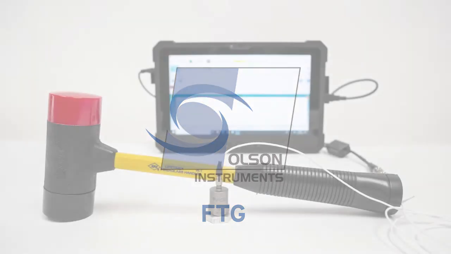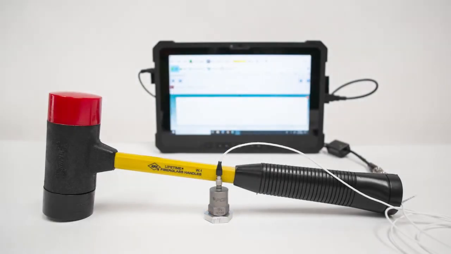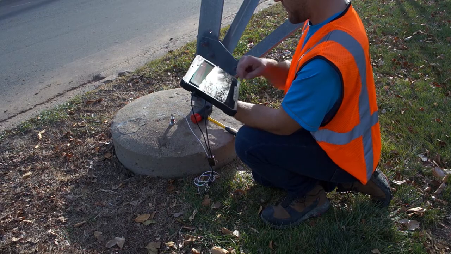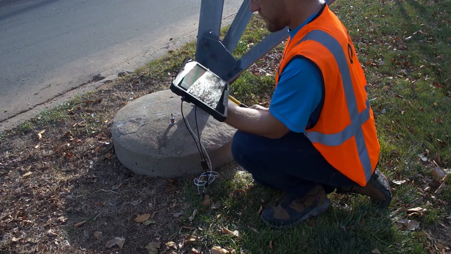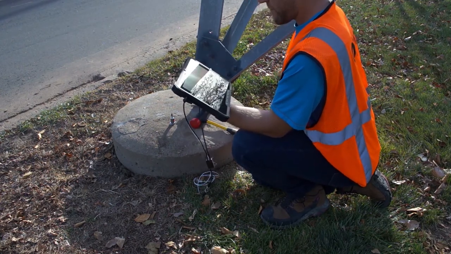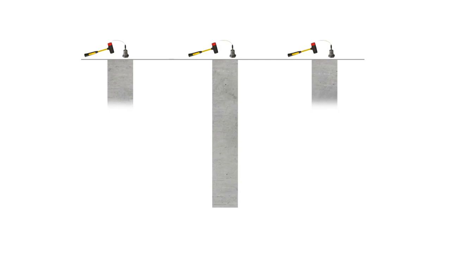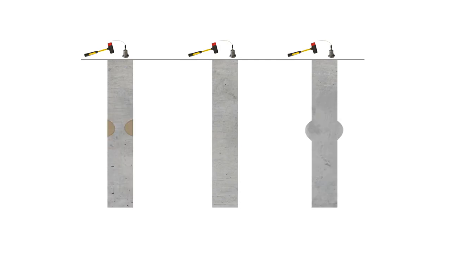The Olson Instruments Foundation Test Gauge is a sonic echo system used for pile integrity testing. The FTG can quickly and accurately test drilled shafts, concrete-driven piles, and timber piles to determine foundation depth, diameter changes, bulbs or necks, and integrity. With the FTG, it is possible to identify cracks, voids, soil or water intrusions, and uncured or weak concrete.